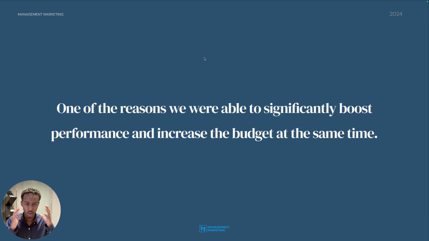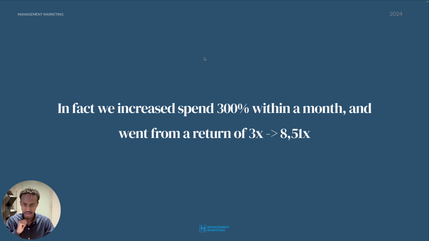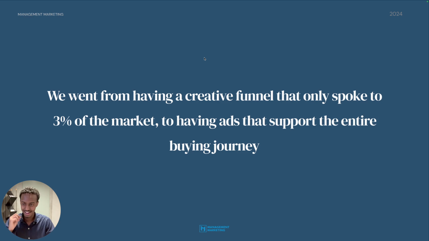Now, this is one of the reasons why we could significantly boost performance and increase budget at the same time. In fact, we have increased our ad spend 300% within a month, and went from a ROAS of 3x to almost 9x. We went from having a creative funnel that only spoke to 3% of the total addressable market to having ads that supported the entire buying journey.